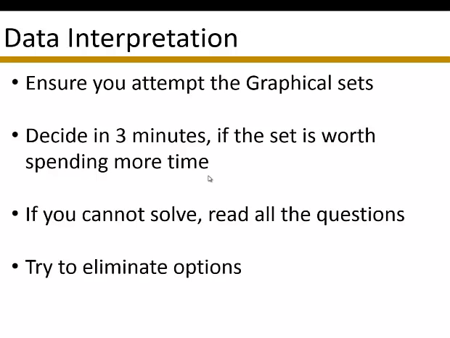Again, try to eliminate options. That goes again for all the sections. Whenever you read a question, you're not able to solve it, look at the options and see if you can get rid of one or two options. Because as soon as it comes down to two options, it's worth taking a risk. Even if you do not know the exact answer, you should go for the exact answer if you can. But if it's not there, you should try and take a risk if you only have two options. So these are the things that I would emphasize on the data interpretation side.